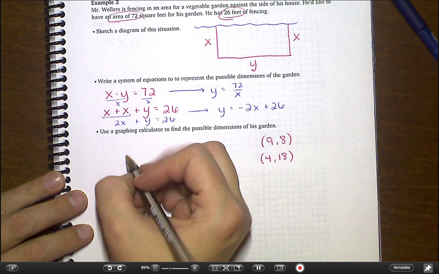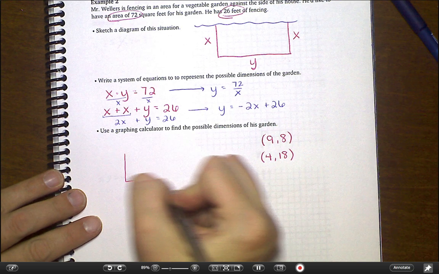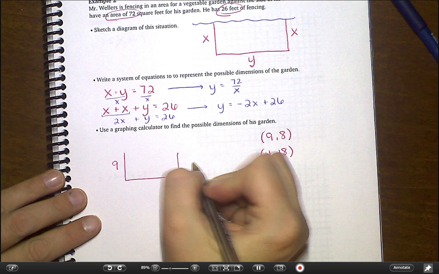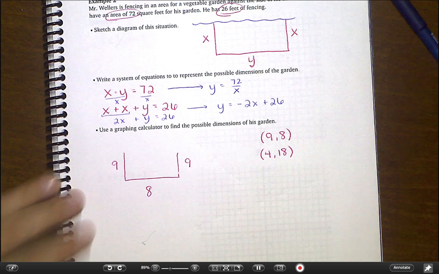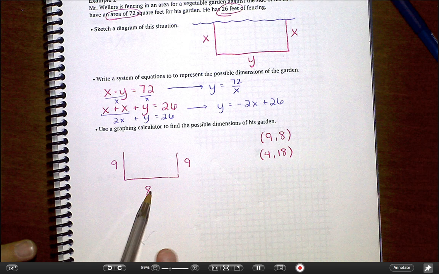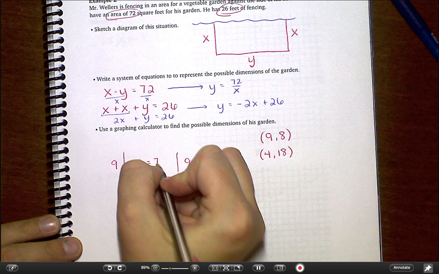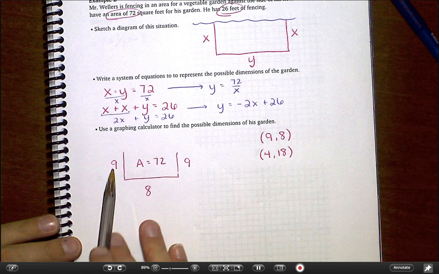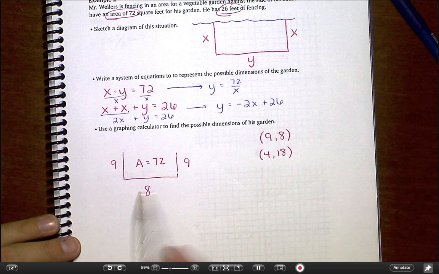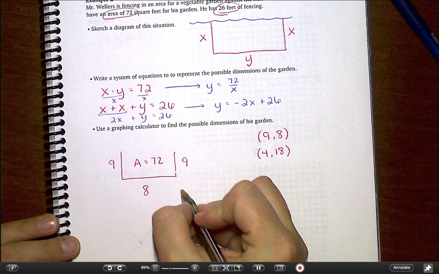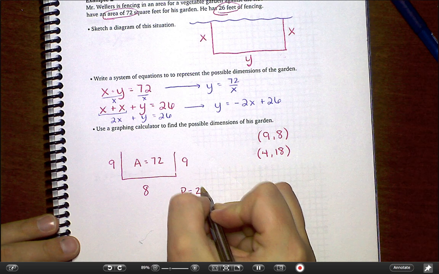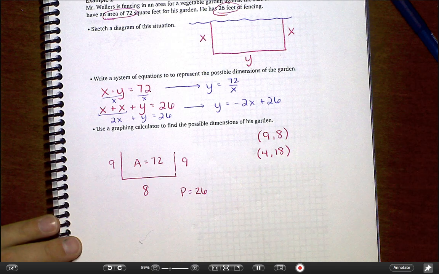I could make it so that I have 9, 9, and 8, which if you multiply those, that's going to give you an area of 72. And if I add these together, 9 and 9 is 18, 18 and 8 is 26, so the perimeter here would be 26, which is what we want, right?